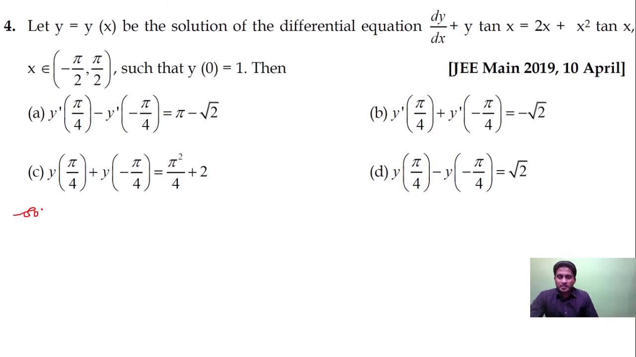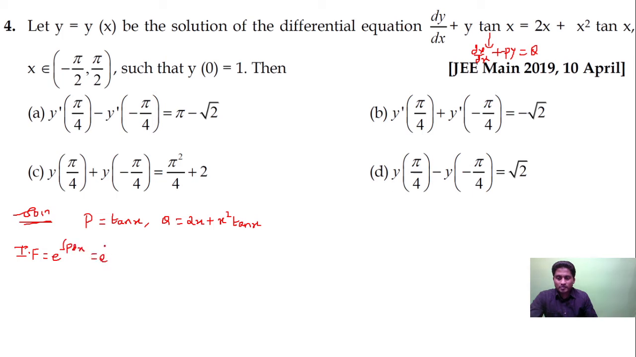Again, this is a linear differential equation, a 2019 question. This is of the form dy/dx + Py = Q. Now this P is equal to tan x, and then Q is equal to 2x plus x² into tan x.